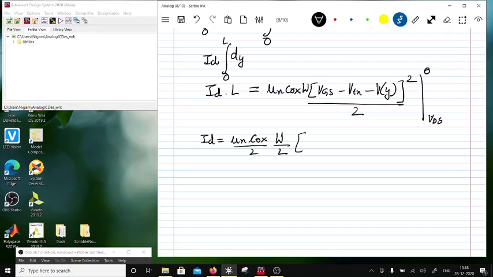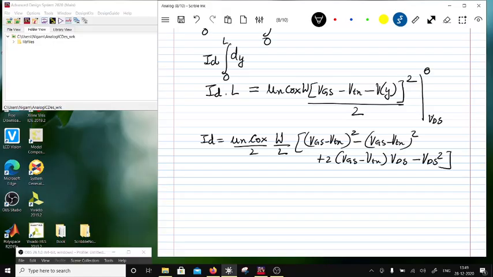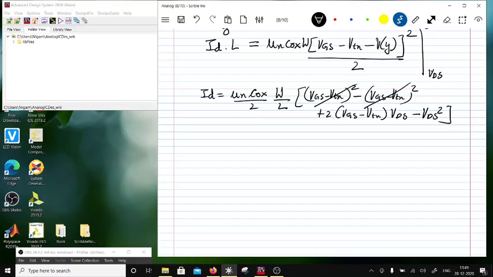So now this will be equal to (VGS minus VTn) squared minus (VGS minus VTn) squared plus twice (VGS minus VTn) times VDS minus VDS squared. So this term would cancel out. So all I am left with is that the drain current would be equal to mu n Cox by 2 times W by L into twice (VGS minus VT) times VDS minus VDS squared.